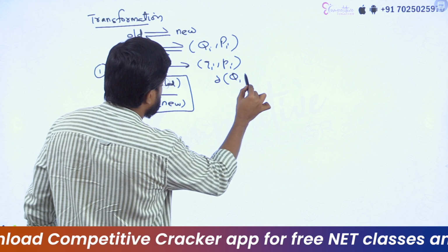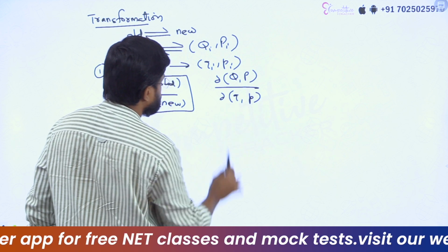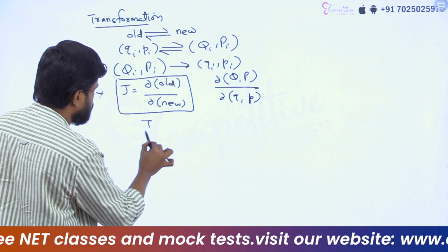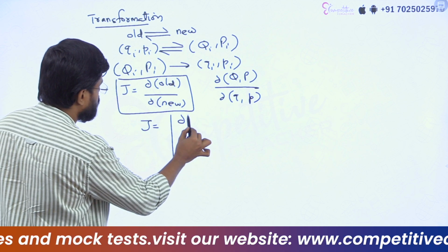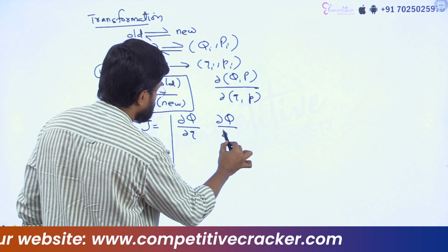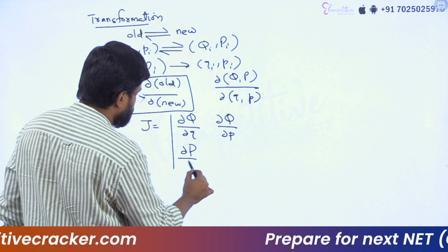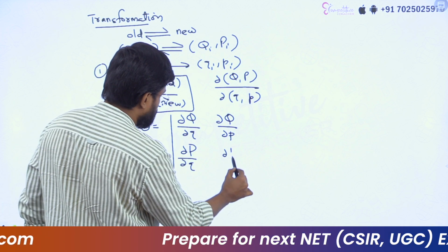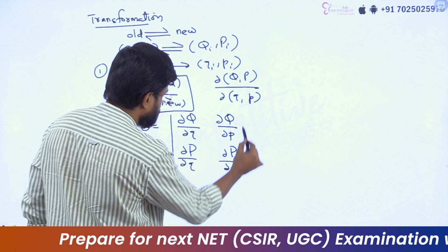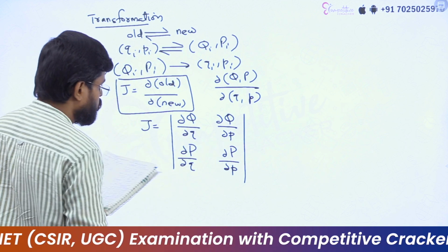So what will be here? Dou QP by dou small q small p. So what will be the Jacobian here? J is equal to dou capital Q by dou small q, dou capital Q by dou small p. The numerator should be the same along the row, and dou capital P by dou small q, and dou capital P by dou small p. So this is how we write the Jacobian.